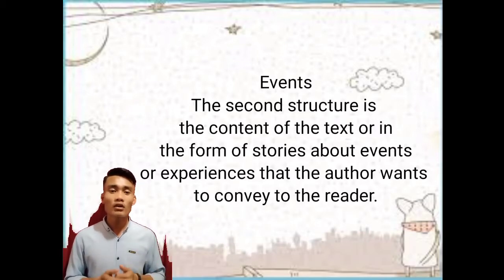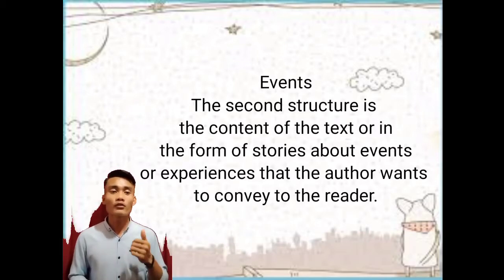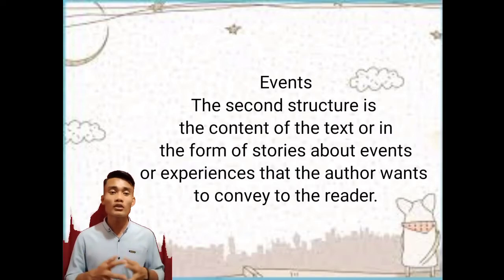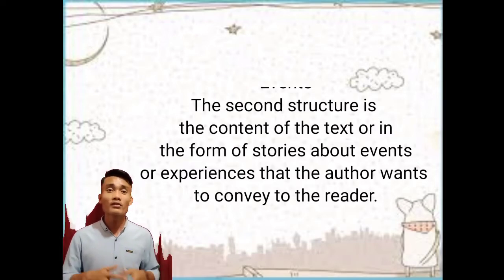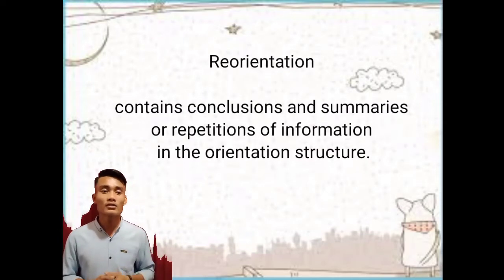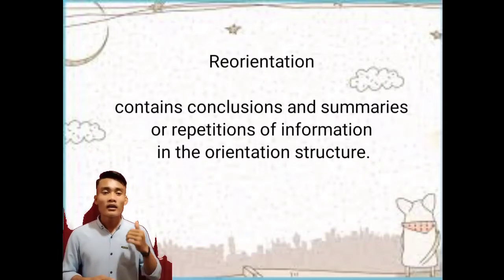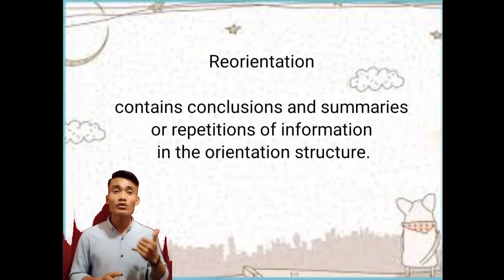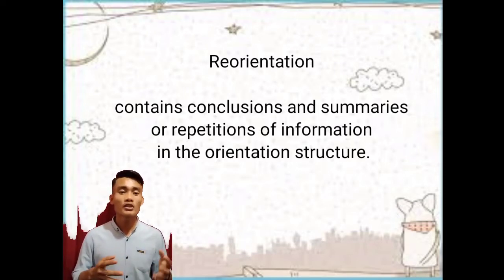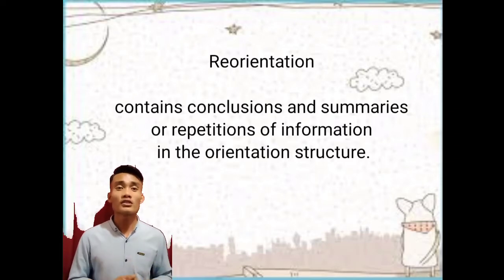The second generic structure of the recount text is events. This is about the contents of the text, in the form of stories about events or experiences that the author wants to convey to the reader. And the last is reorientation. The third structure contains a conclusion and summarizes or repeats information from the orientation structure.